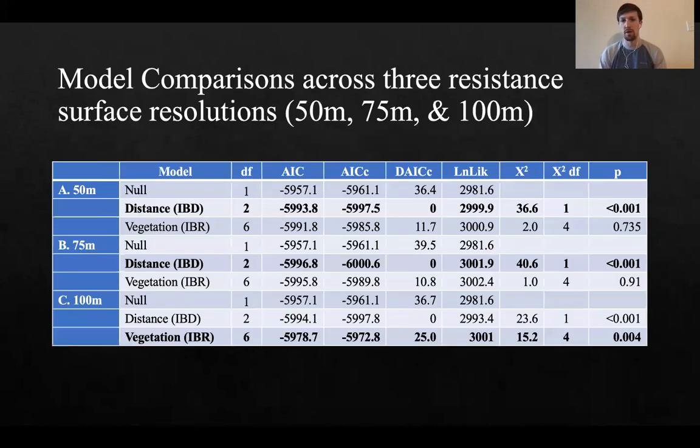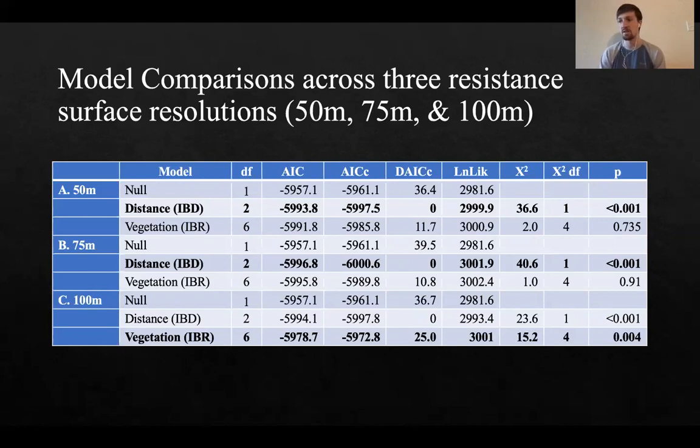Now for the model comparison slide, you have the 3 resolutions that we ran the models at on the side, and you can see that we ran the model at 50 meters, 75 meters, and 100 meters. 50 meters represents the finest resolution, and 100 meters represents the coarsest resolution. DF on the columns represents the degrees of freedom, or the number of parameters associated with the model.